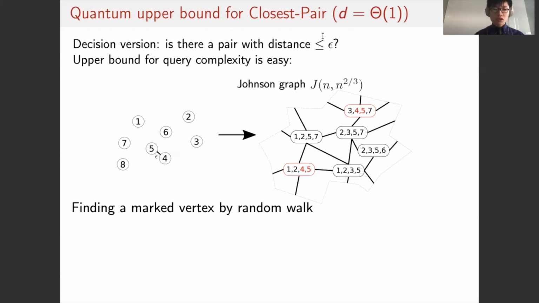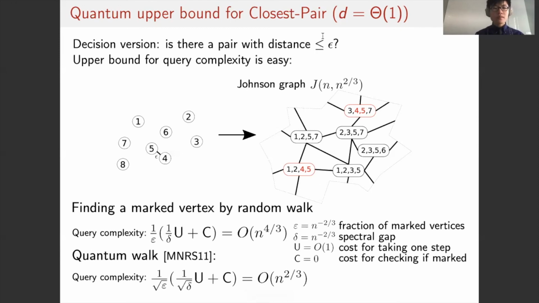We consider a random walk over all possible subsets of size n to the 2/3. In each step, we first check whether the current subset contains the epsilon closest pair. Then we randomly remove one vertex from the subset and we randomly add another vertex to the subset. Then we get a new subset. We can see that the underlying graph is a Johnson graph. So the quantum query complexity is n to the 2/3 by this formula.